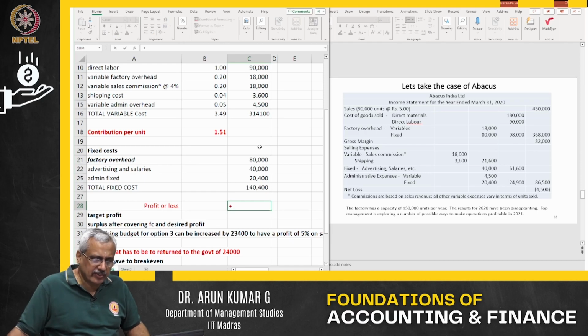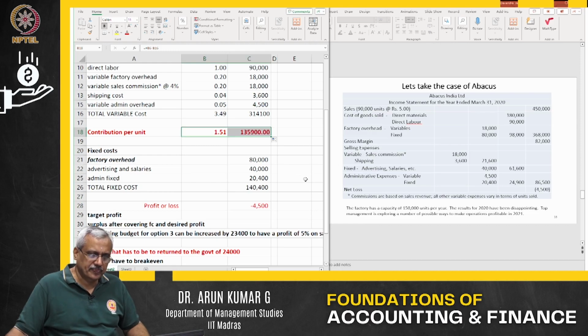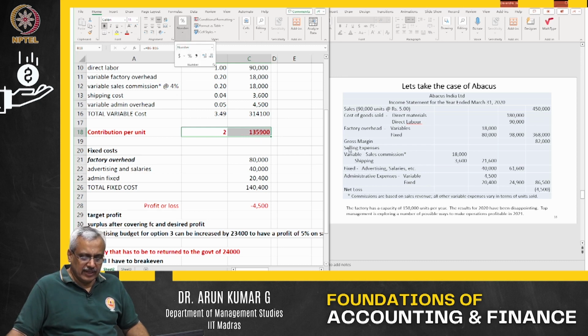What's going to be my profit? My profit is going to be, in this particular case, whatever is the total contribution minus the fixed cost, and I can get my total contribution. So, what is happening? If you see this, it is basically a loss of 4,500, exactly what they have got out here, and that is all what we have.